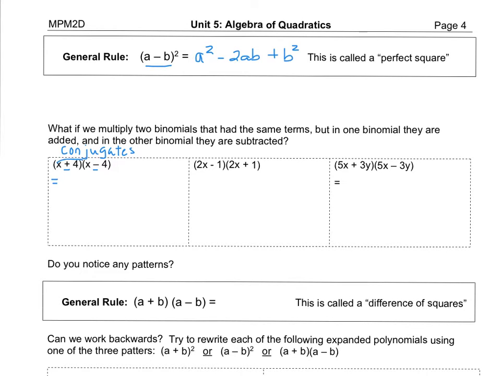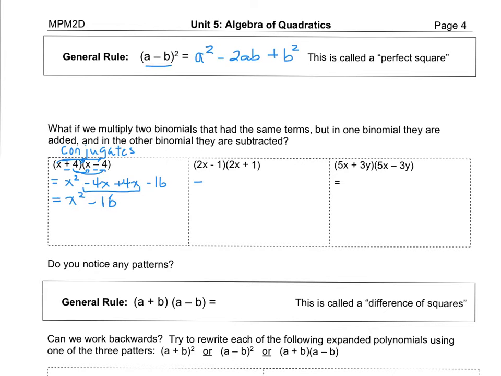If we hop that x through the first bracket and through the second bracket, we're going to get an x squared and a minus 4x. And then if we multiply the plus 4 through that second bracket, we're going to get a plus 4x and a minus 16. Now when we collect those like terms, we end up with x squared, but the middle terms cancel each other out this time. Instead of being the same sign and doubling, they cancel out, and we're just left with two terms in our answer. This one gives us x squared minus 16.